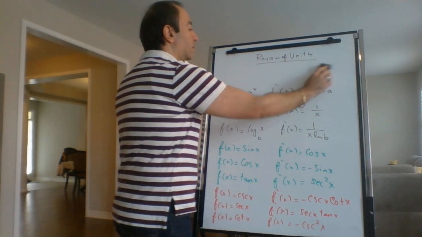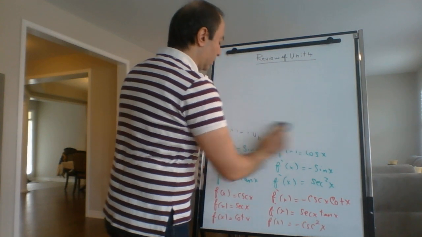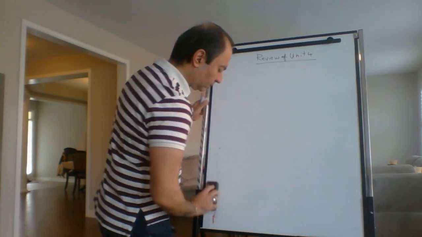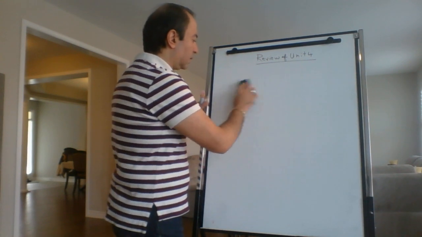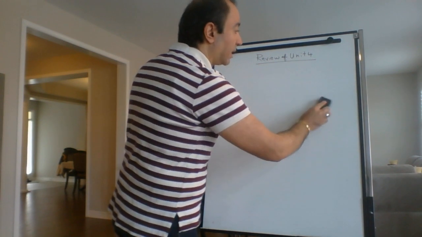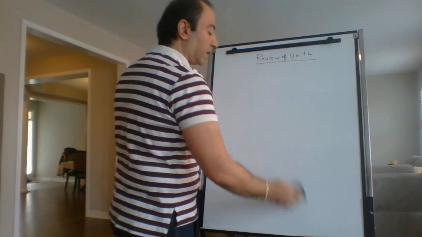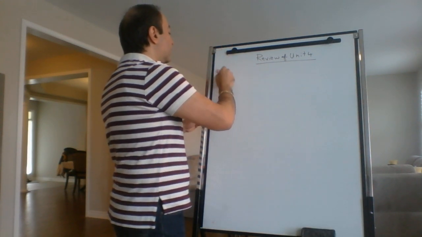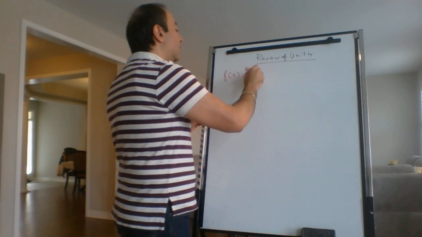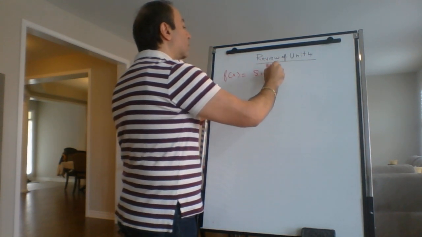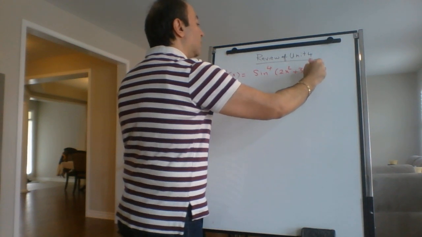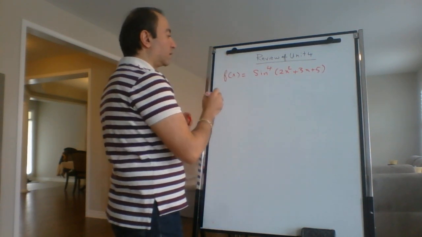And of course, we also used them with the chain rule sometimes, and how to do that. So for example, if I have f of x equals sine to the power of 4 of 2x squared plus 3x plus 5, how can I find the derivative of that?